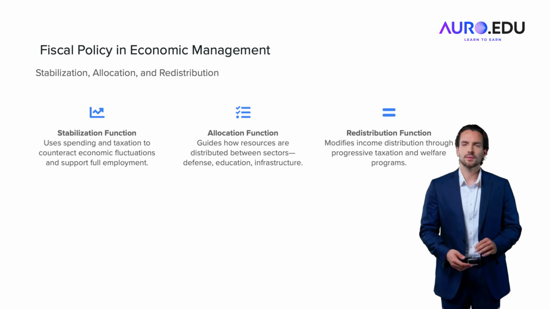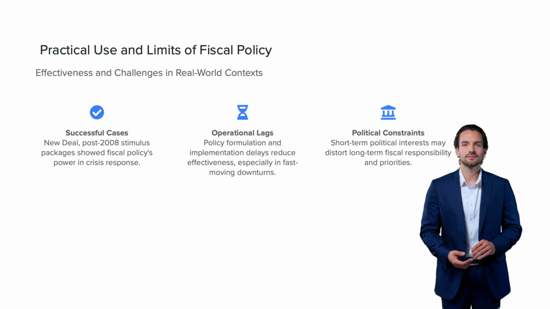Fiscal policy and economic management. Fiscal policy involves government spending and taxation to influence economic activity. During recessions, expansionary fiscal policy, like increased spending or tax cuts, stimulates demand. Conversely, contractionary policy can cool an overheating economy. Fiscal policy also addresses structural issues, such as infrastructure development or education funding, shaping long-term economic growth.